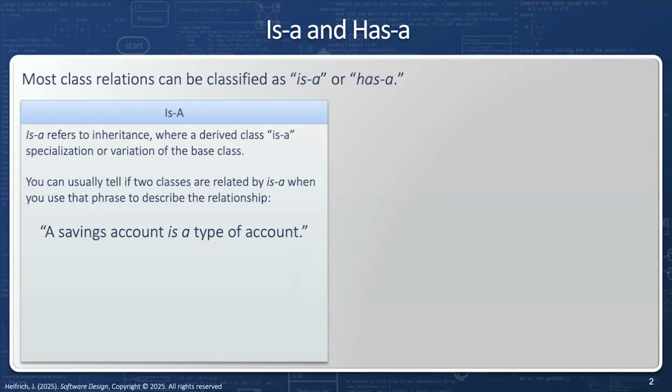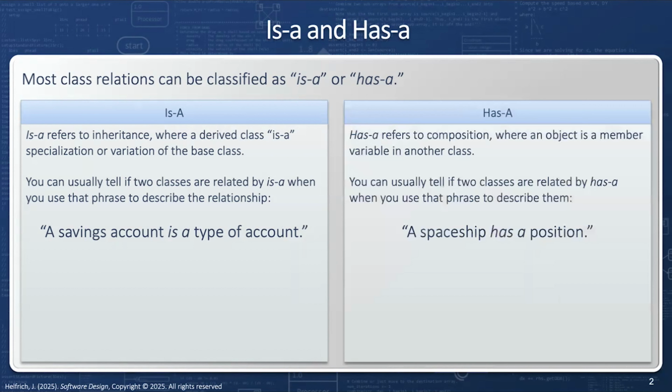Most class relations can be classified as ISA or HASA. Now, ISA refers to inheritance where the derived class is a specialization or a variation of the base class. You can usually tell if two classes are related by ISA when you can use that phrase to describe the relationship. For example, a savings account is a type of account. HASA refers to composition, where an object is a member variable of another class. And you can usually tell if two classes are related by HASA when you use that phrase to describe them. A spaceship has a position.